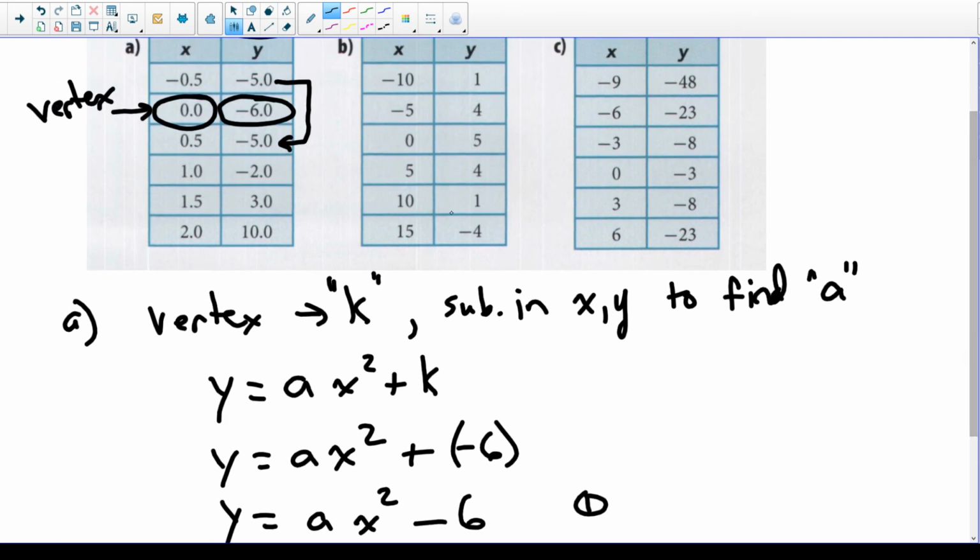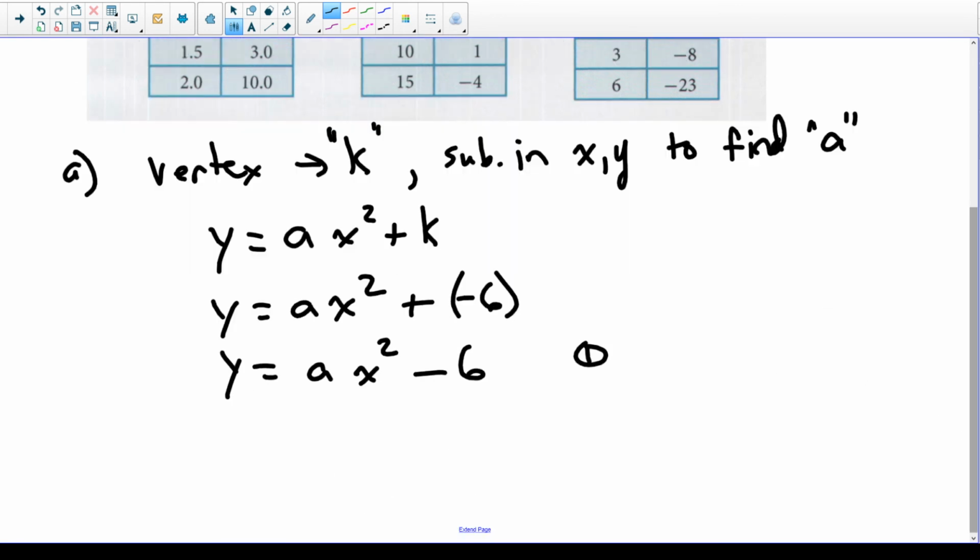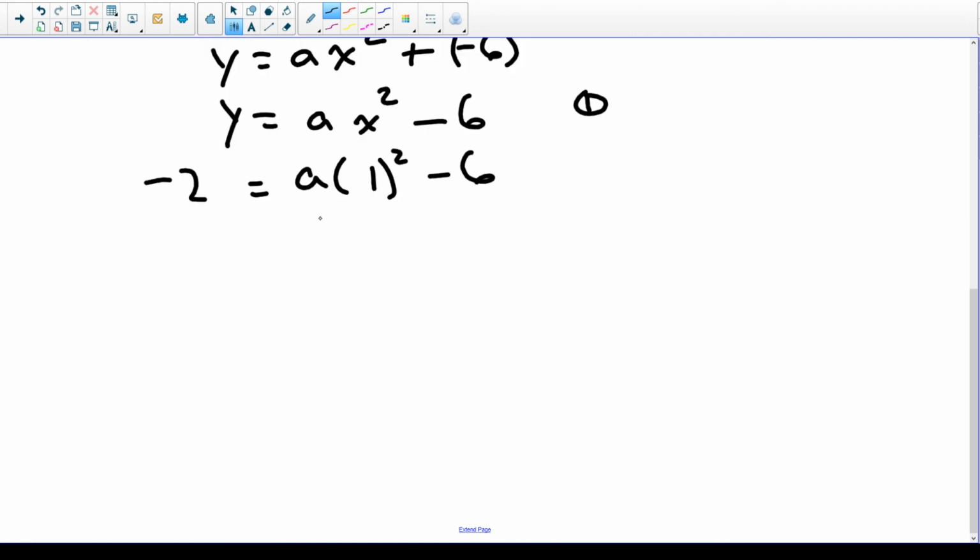So let's, I don't know, let's use 1, -2, okay, just to show you that it works with any 2 points. So -2 is my y value. One is my x value. And let's isolate for our variable a. So like we did before, it's funny that it just happens to be a 6 again, but anyway, this time we're adding 6 on this side, so it'll be -2 plus 6 equals a times 1 squared. Now, a times 1 squared is easy to do. Let's just save a step here by writing 1 right away.